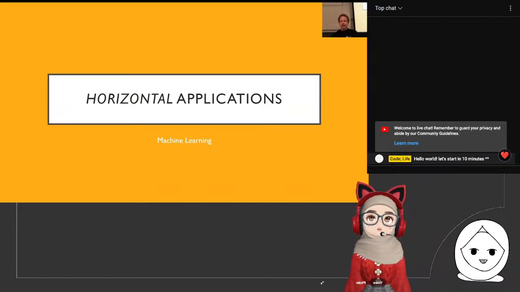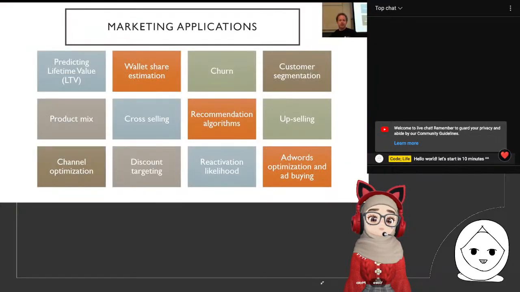So in other words, an example of horizontal applications is everything involving marketing. Every company pretty much has to try to sell more products to its customers, and so therefore does marketing. Each of these boxes are examples of some of the things that people are using machine learning for in marketing. So let's take an example.